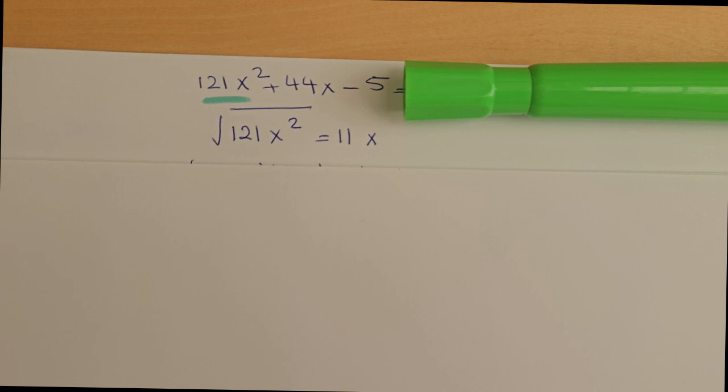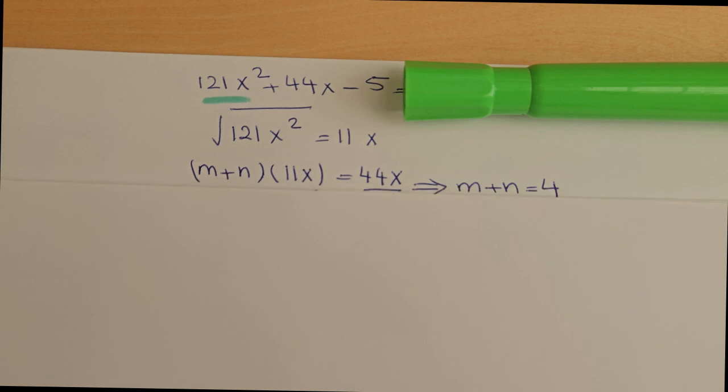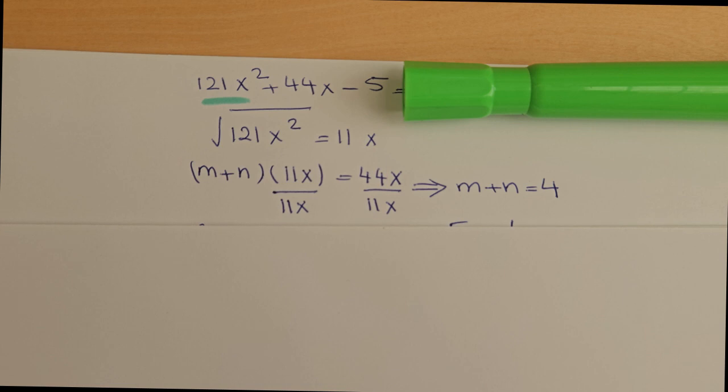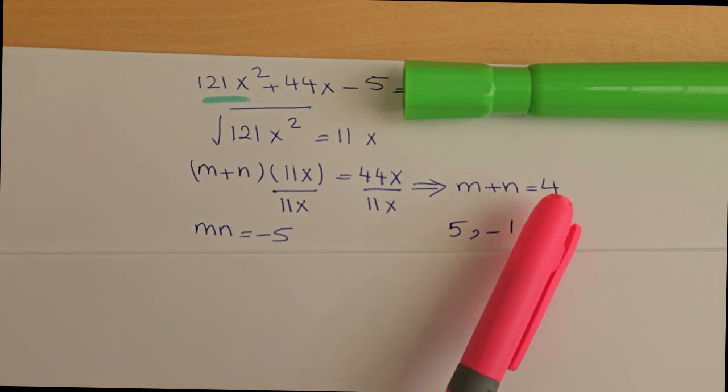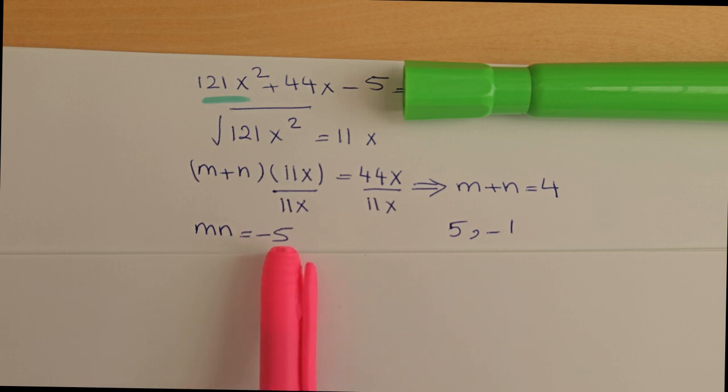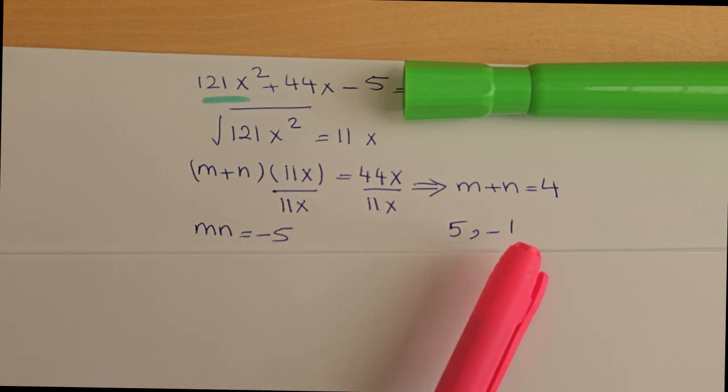Next step, we have to look for the non-repeating terms, which are m and n. Okay, so m plus n multiplied by 11x, which is the repeating factor, must be equal to 44x, right? So here what we can do, we can divide both sides of the equation by 11x, which gives us m plus n equals 4. Then the other piece of information is m multiplied by n must be equal to -5. So I'm looking for two numbers. Added together, I get 4, and multiplied together, I get negative 5. So these two numbers are 5 and negative 1.